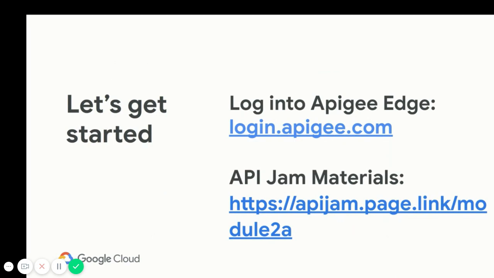So let's start on the lab. You can see the links. We need to log in with the APG platform, and the second one is on the API lab, where the API labs are available. This would be available already as part of the resources. So please access these links, because we will follow the API jam materials here.